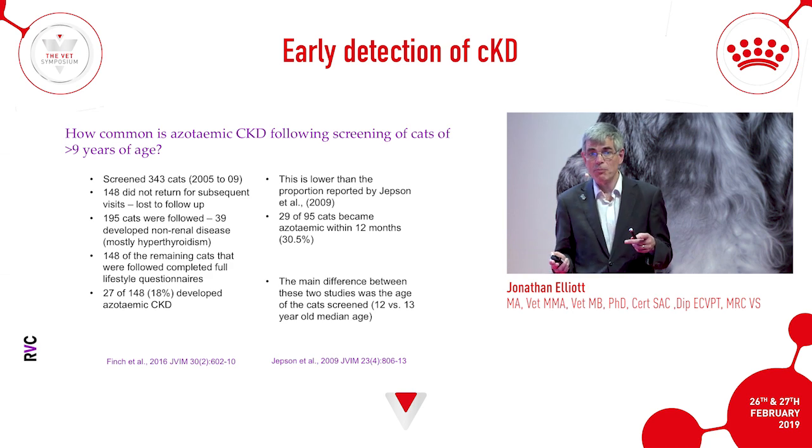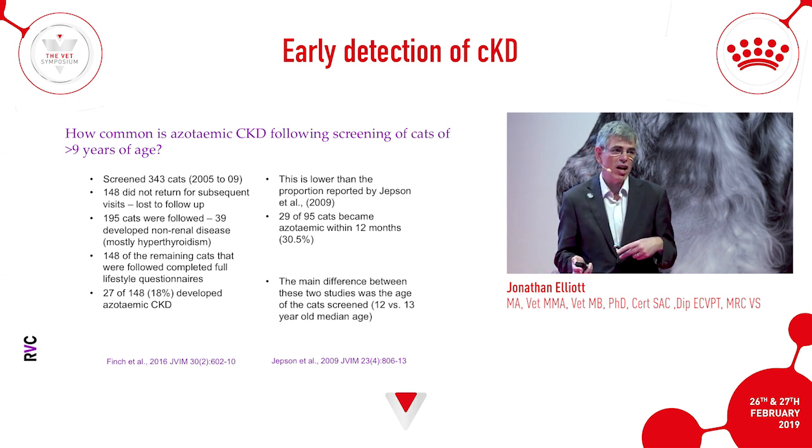The problem with this type of research is that cats do tend to get other diseases of older age, and it's obviously the old age category that we're looking at, so these are cats of 10 years or older. And 30 of the cats that we followed developed hyperthyroidism.